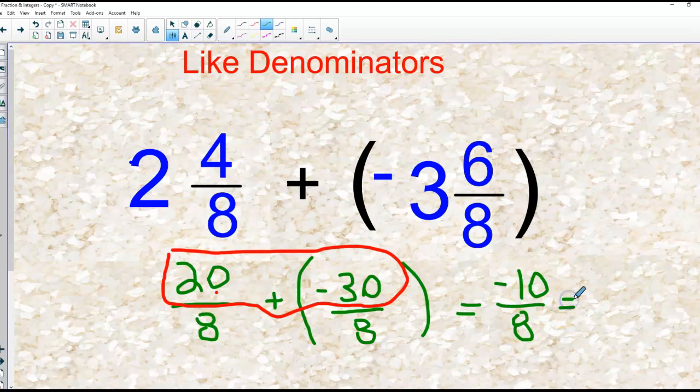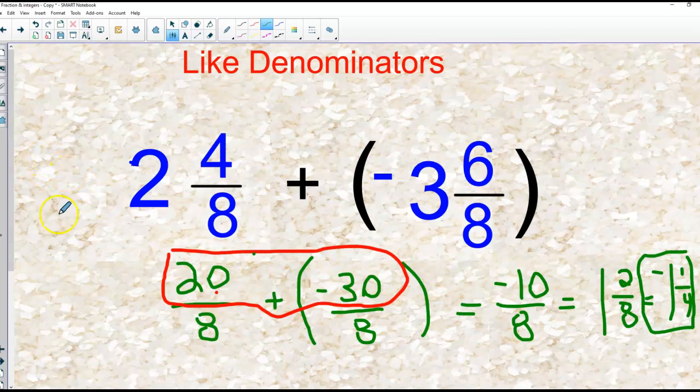Okay, so improper, I need to change it. It changes to 1 2/8, which can be reduced, right? Even numbers, to 1 1/4. And then don't forget to bring the negative sign along with you. So my answer is negative 1 1/4 for this one. Okay, so again, once you have a common denominator, make it improper, and then from there, it's just like we have been doing. Okay, so let's move on and try a couple that have unlike denominators.